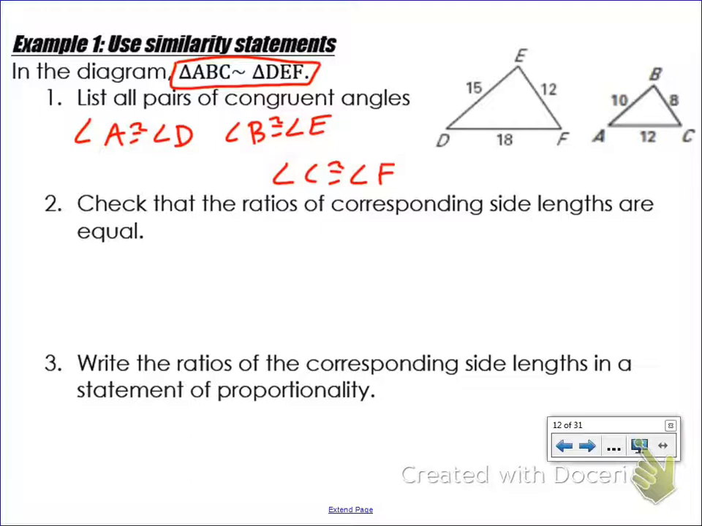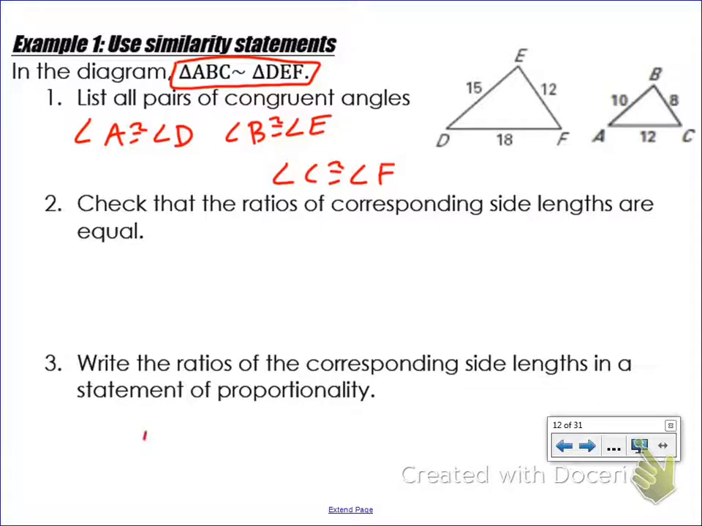We're actually going to go to number 3 first. We'll do this one first, and then we'll go back and do number 2. We want to write the statement of proportionality for these 2 triangles. Now again, we can use the similarity statement to write the statement of proportionality. So we're going to write ratios. We're going to write 3 ratios, and all 3 ratios are going to be equal to each other.